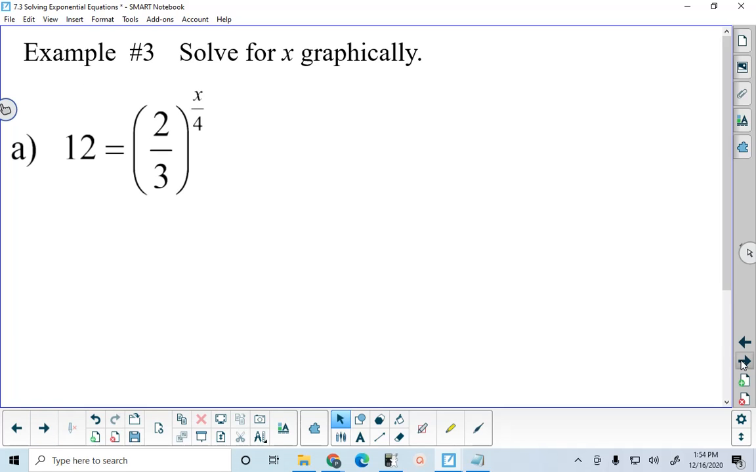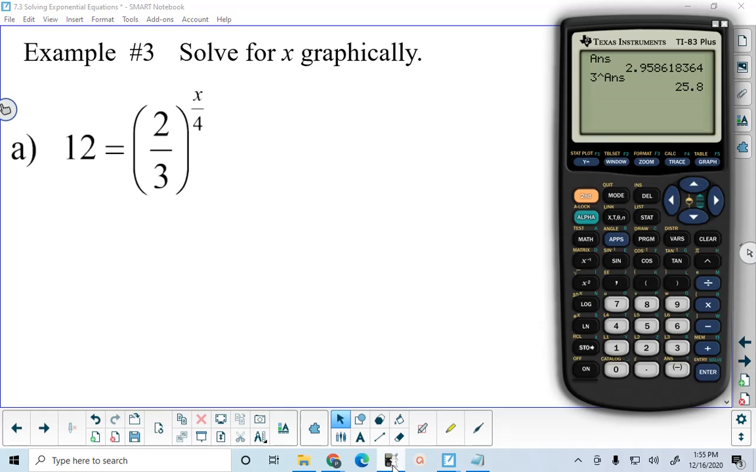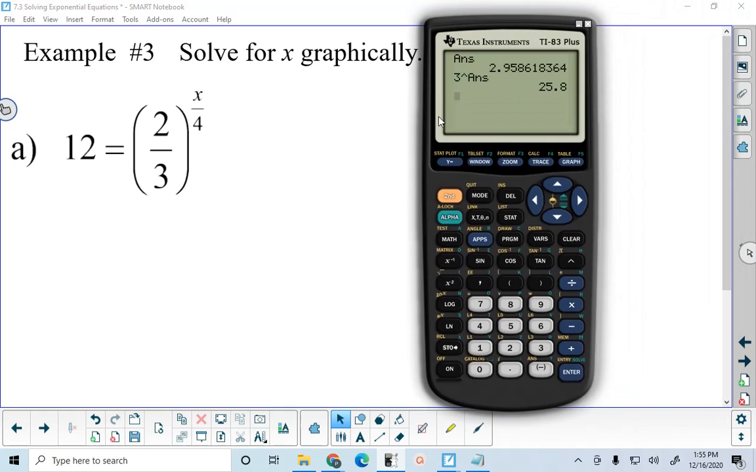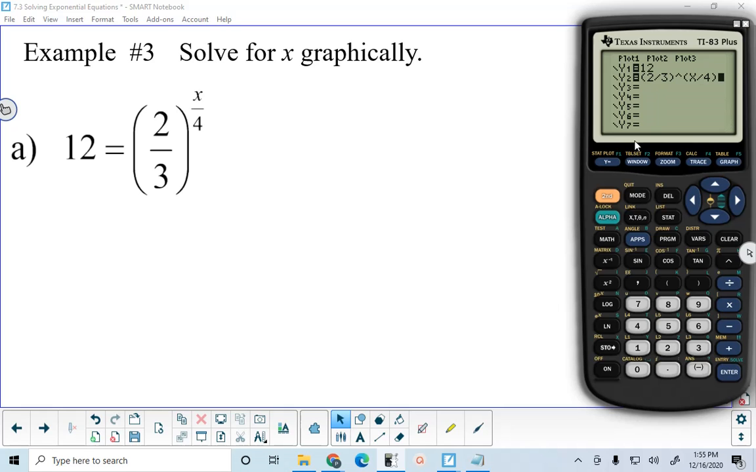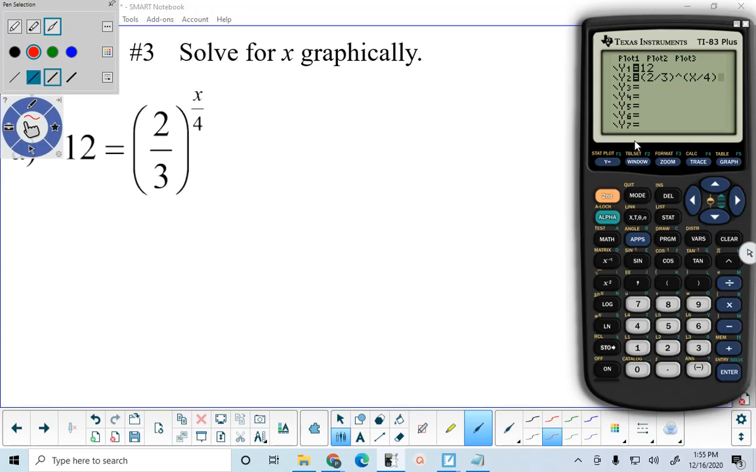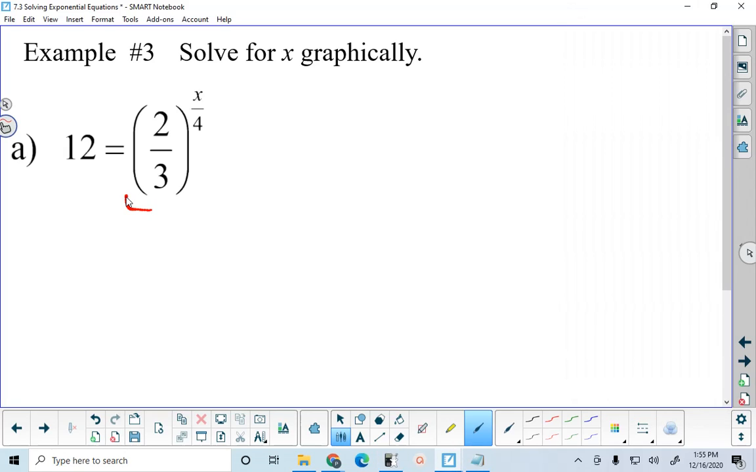This is simple. If 12 equals 2/3 to the x over 4, then I suppose I can graph 12, and I can graph 2/3 raised to the x over 4, and find out where they intersect. There's no common base between 12 and 2/3. It is helpful here, everybody, for you to reach back into lesson 7.1 and understand that this graph is a decreasing exponential function because the base is smaller than 1.